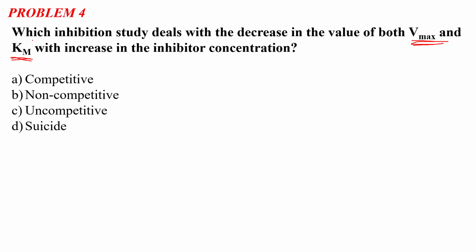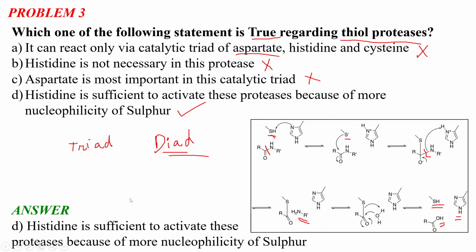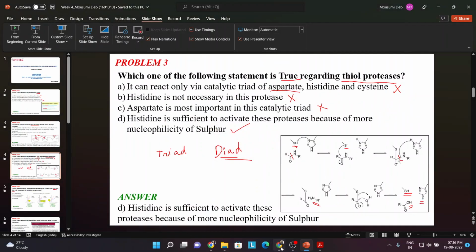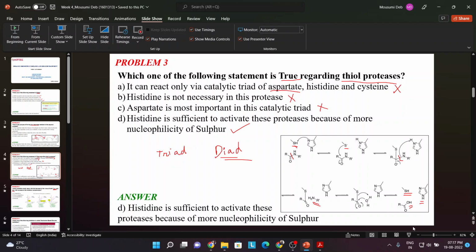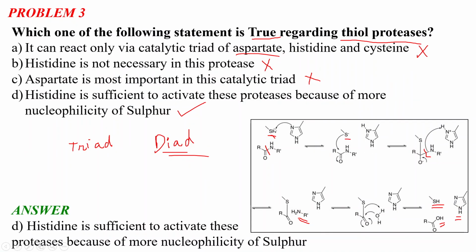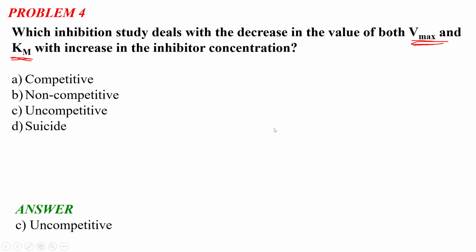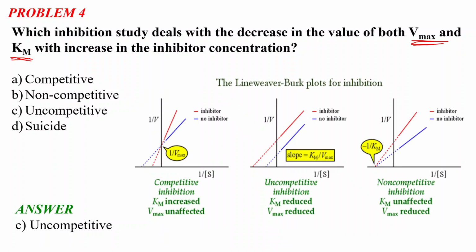And to know this kind of study, it is always good to remember the graphs of these mechanisms. So first I will show you the answer, then I will discuss the graphs for this question. The answer is uncompetitive inhibition. These are the Lineweaver-Burk plots of the inhibition.